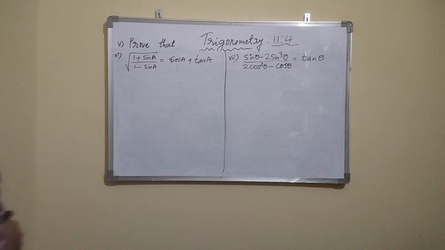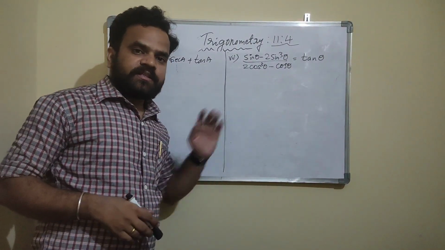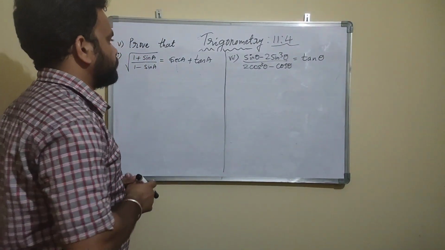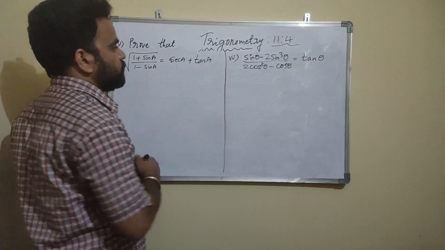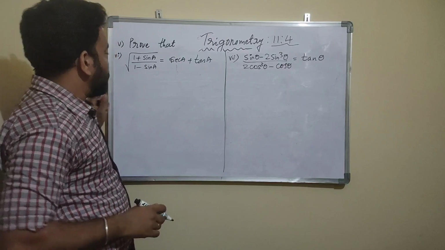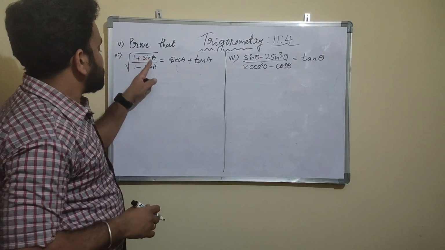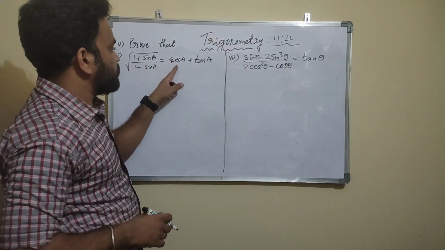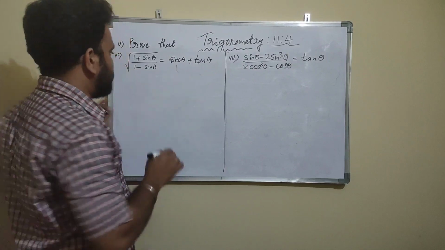Okay, so here I considered 6th and 7th, both the problems simultaneously will solve, so that it will be easy for us to complete it soon here in the same screen. So here in 6th question they gave is root of (1 plus sin A) divided by (1 minus sin A) is equal to sec A plus tan A, to prove. I will take LHS.